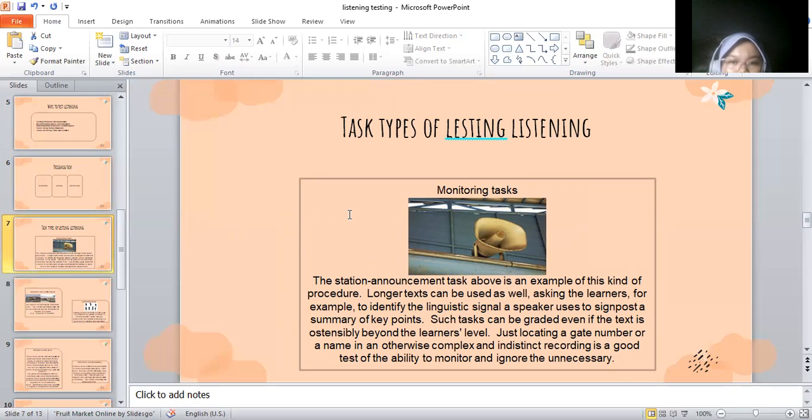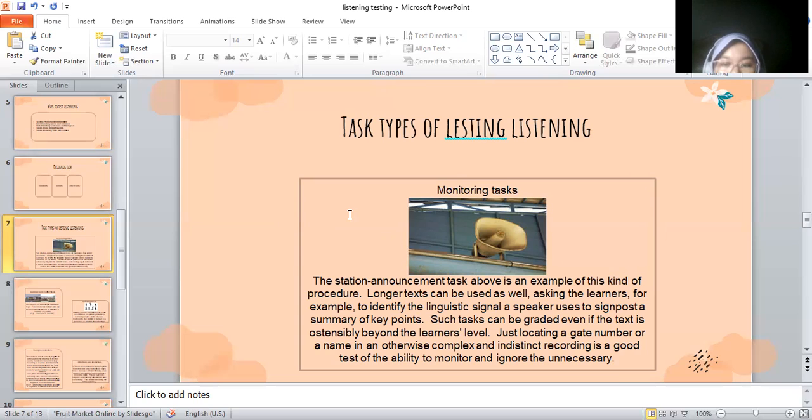The first we have monitoring task. The section announcement task above is the example of this kind of procedure. Longer text can be used as well, asking the learner, for example, to identify the linguistic signal a speaker uses to signpost a summary of key points.